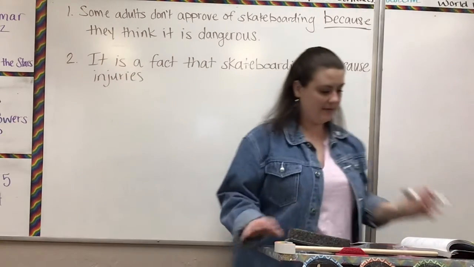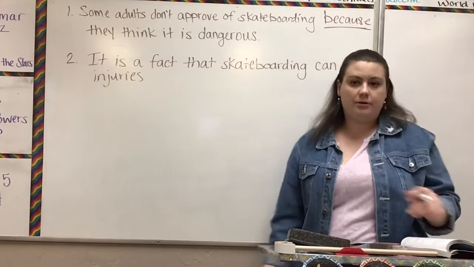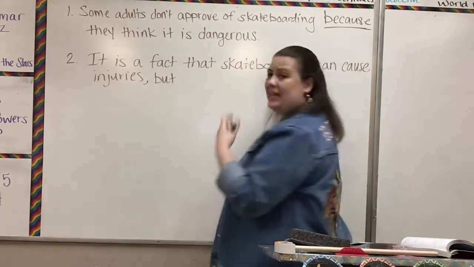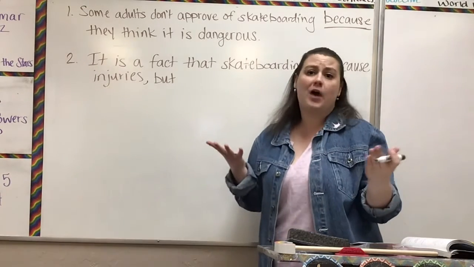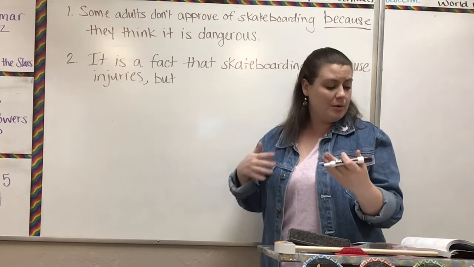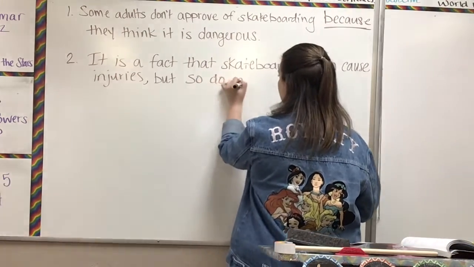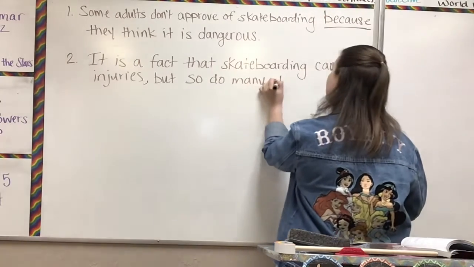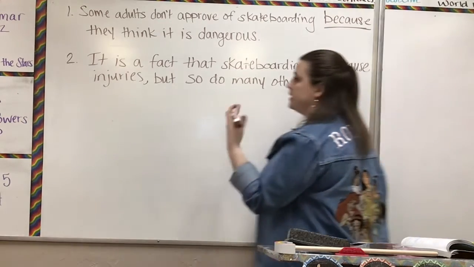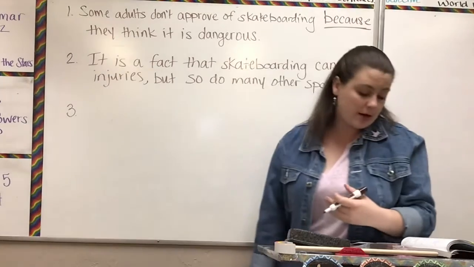Let's look at the rest and see if there's anything else to change. But, however, so do many other sports. Do we need but and however? Those are both contrasting conjunctions, just different kinds. So we don't need both of them. But, so do many other sports. That's plenty there. So these are just small changes to make our sentences easier to read and communicate the message better.